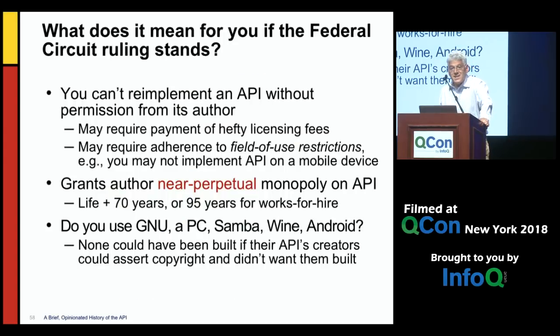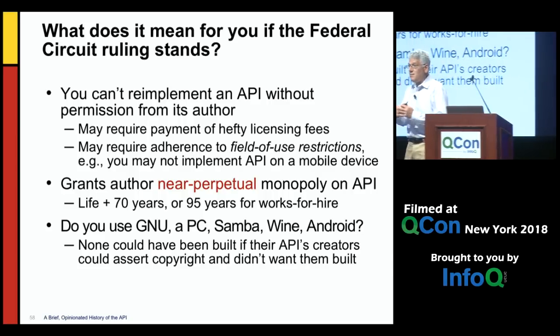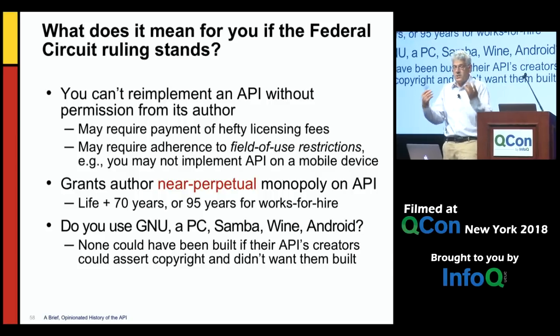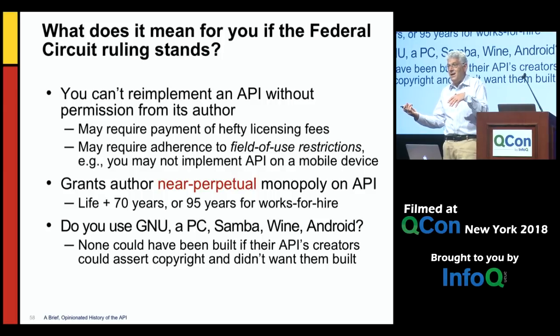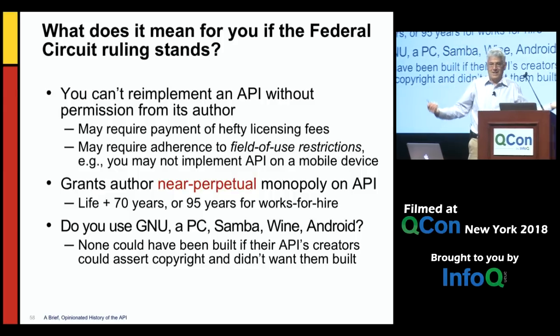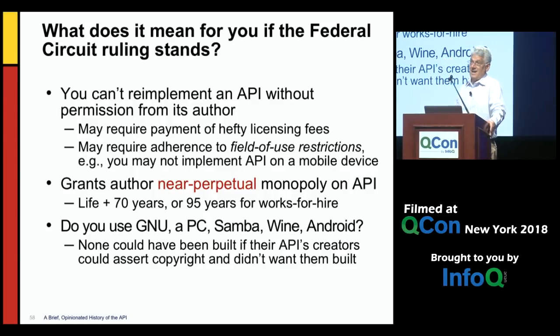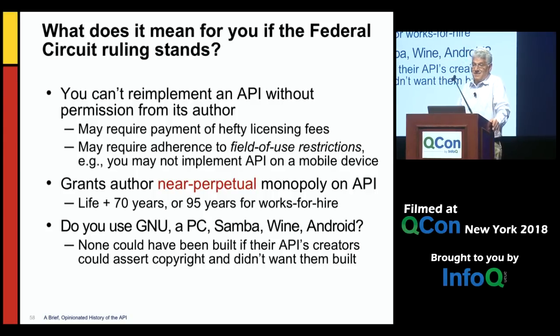So, what does it mean for you if the Federal Circuit ruling stands? It means you cannot re-implement an API without permission from its author. This may require you to pay licensing fees, or they may just say, hey, there are certain restrictions, like, yeah, you can re-implement this API, but you can't do it on a mobile device. That sounds ridiculous, right? But those are exactly the rules that Oracle attempted to apply to the Java APIs. So, this is the future if this ruling stands.